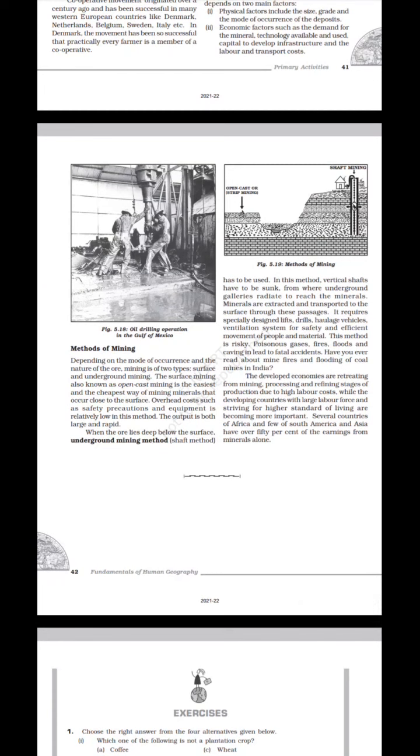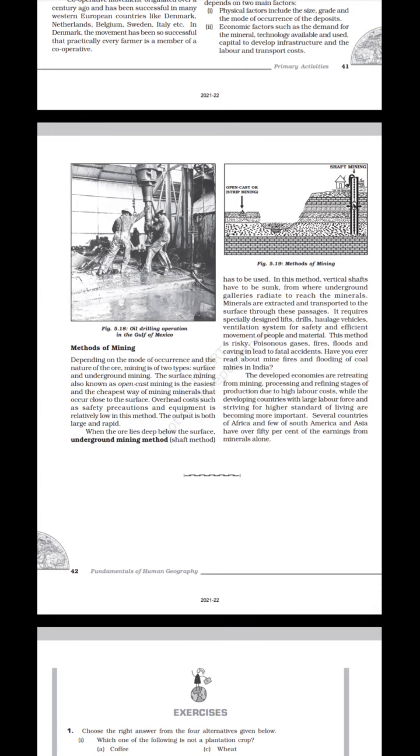Methods of mining. Depending on the mode of occurrence and the nature of the ore, mining is of two types: surface and underground mining. Surface mining, also known as open cast mining, is the easiest and the cheapest way of mining minerals that occur close to the surface. Overhead costs such as safety precautions and equipment are relatively low in this method. The output is both large and rapid.